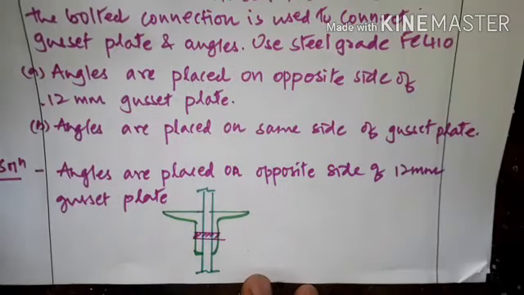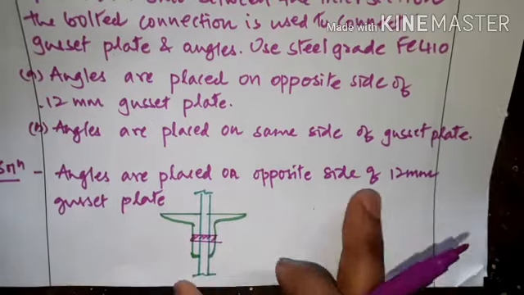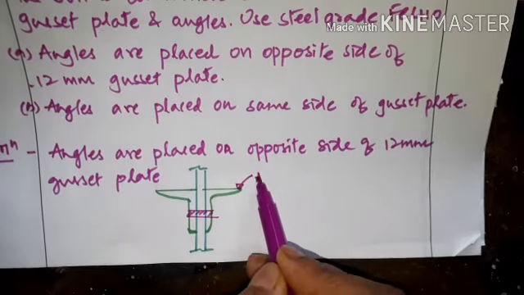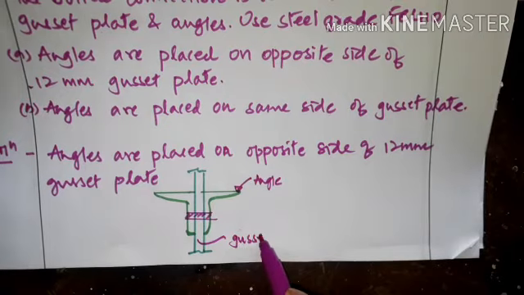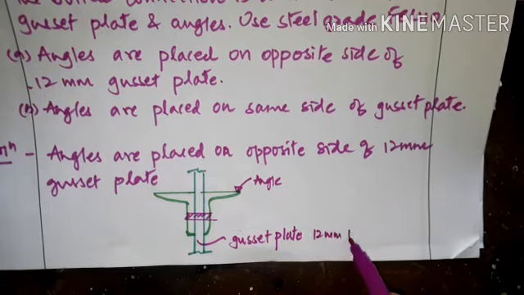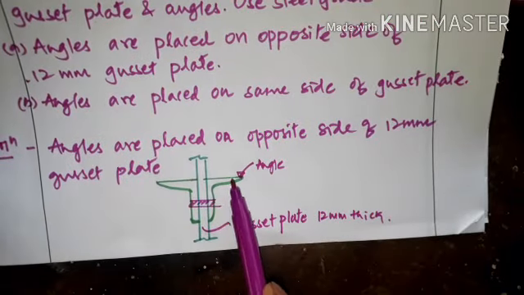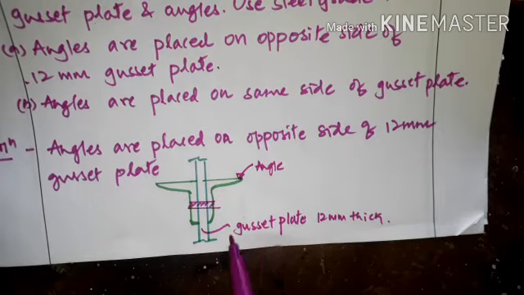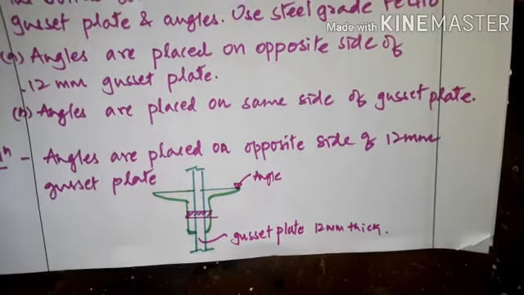Now here, first is the angles are placed on opposite side of 12 mm gusset plate. So you can see here, this is the angle, and it's a gusset plate, 12 mm thick. So when angles are placed on opposite side of 12 mm thick gusset plate, you can see the two angles have connected on opposite side of the gusset plate, and the gusset plate thickness is 12 mm thick.